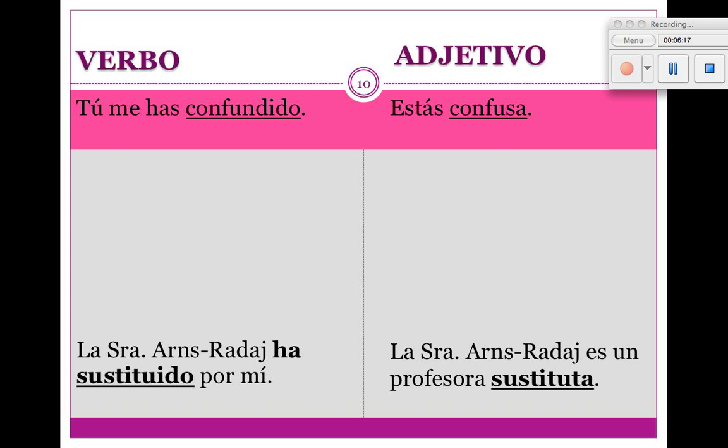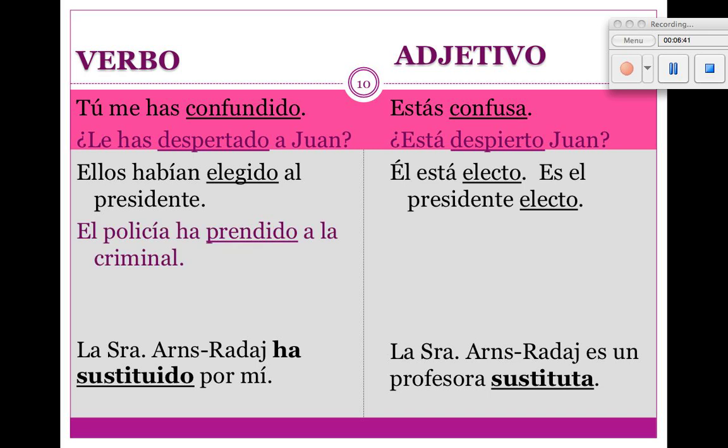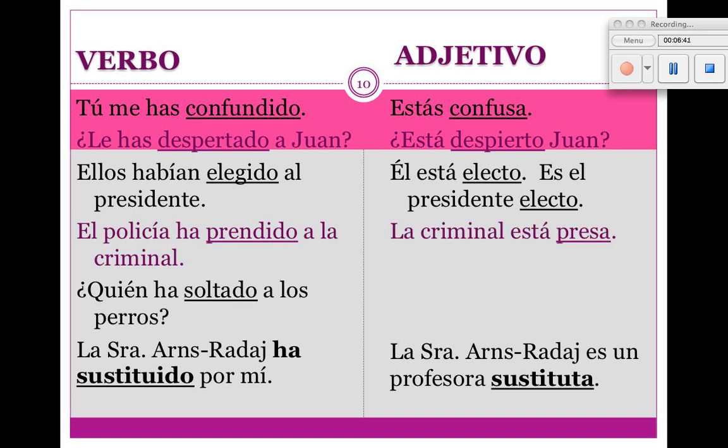So on your sheet, what I'm asking you to do without looking at this is, on your sheet you have the examples in Spanish. And I would like you to try to write what you think they are in English. So obviously use pencil or something you can erase with, or if you're using these on Notability. Tú me has confundido. You have confused me. Estás confusa. Are you confused, Maria? It's a question. So, are you confused?